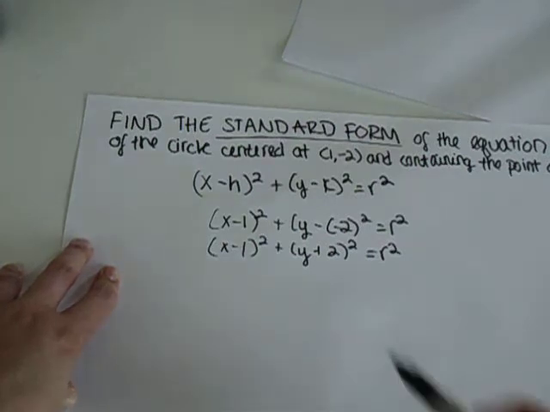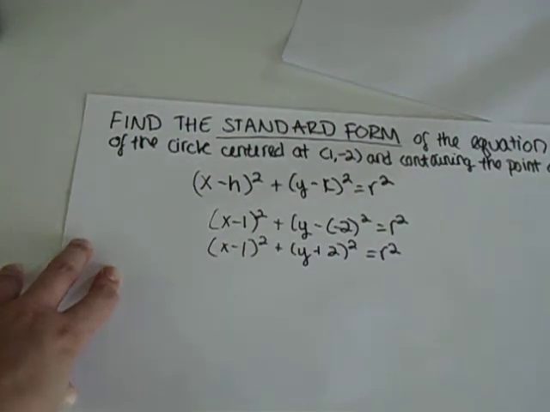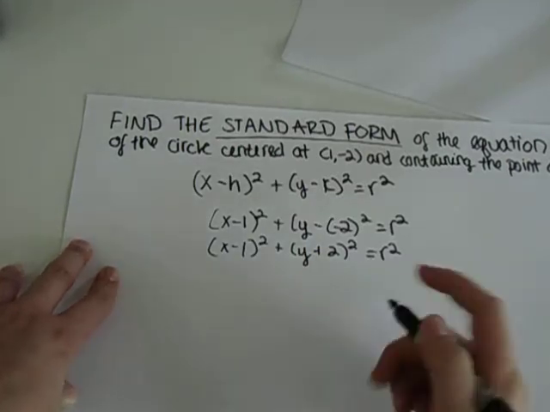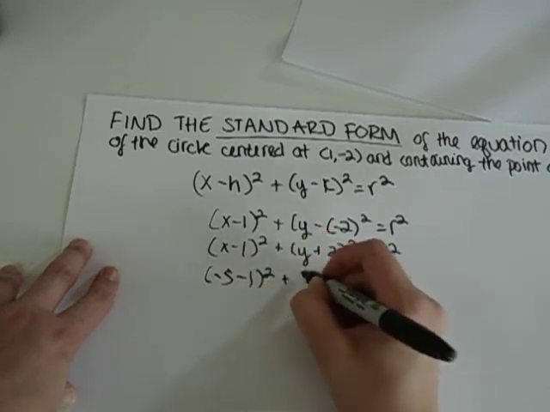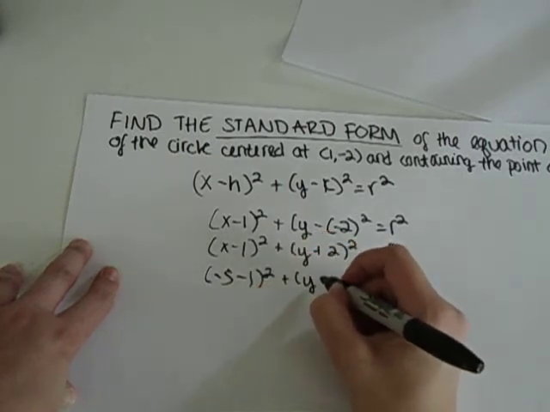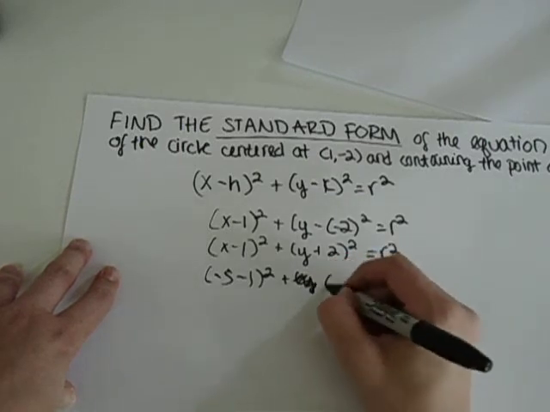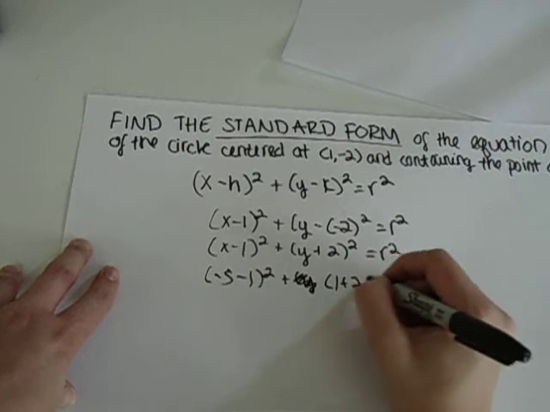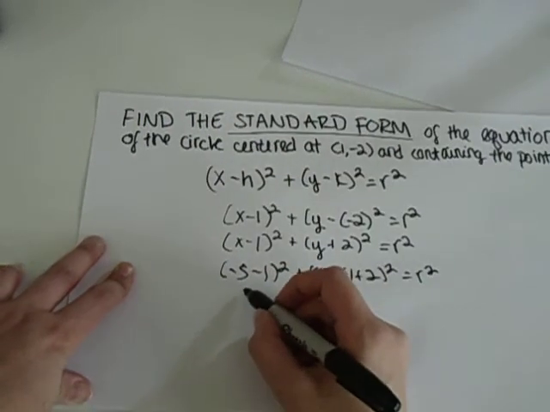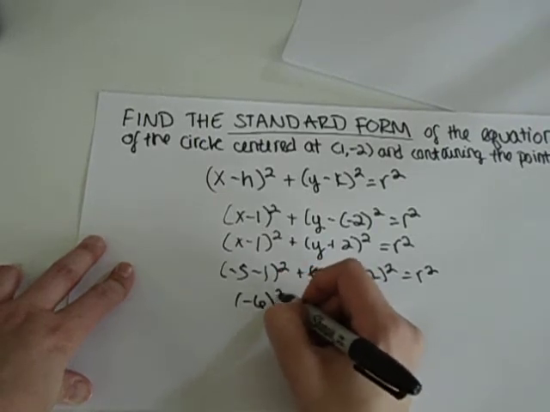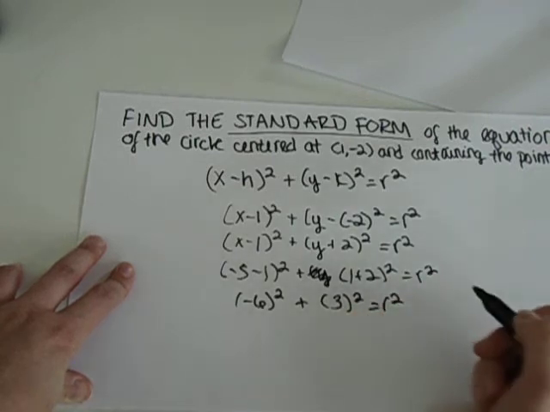So then if you take your containing point, which is (-5, 1), and plug it in, you should be able to find the radius. So take -5 minus 1 squared plus y, oh yeah, that'd be 1, sorry, 1 plus 2 squared equals r squared. And if you simplify that, -5 minus 1 is -6 squared plus 3 squared equals r squared.